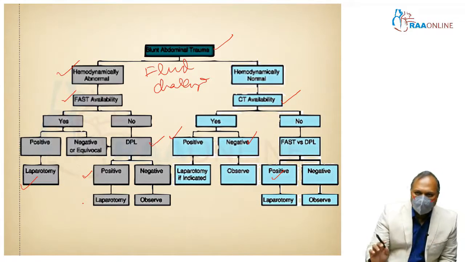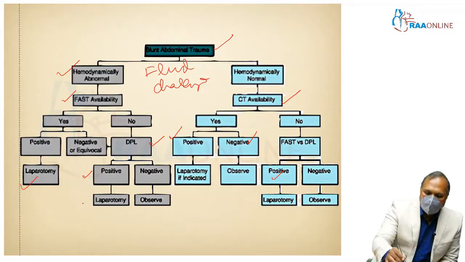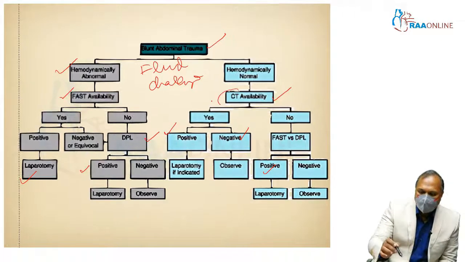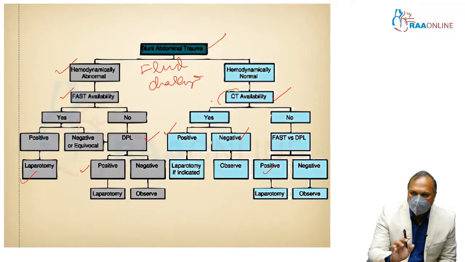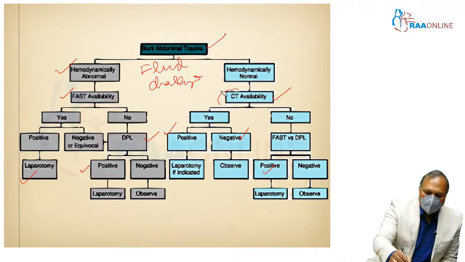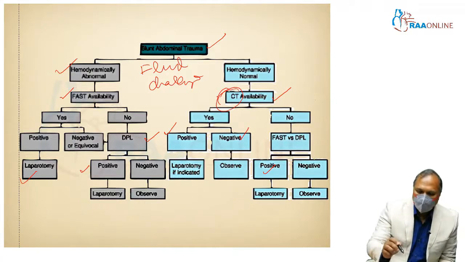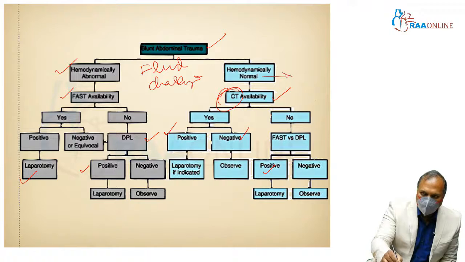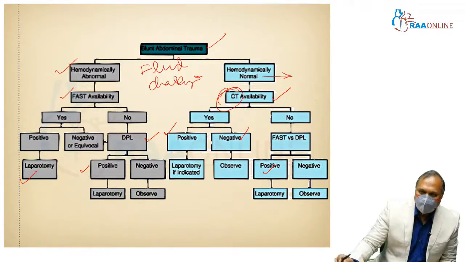The most important learning point here is when to do a CT. Let's not waste time on a patient who is hemodynamically unstable. Whenever we have a patient with a blunt abdominal trauma, when do you decide to do a CT? Only in cases where the patient is hemodynamically normal. Remember that. Never take up an unstable patient for CT. If you push a hemodynamically unstable patient to CT, the patient might die on the CT table. That's the most important learning point which you need to understand.